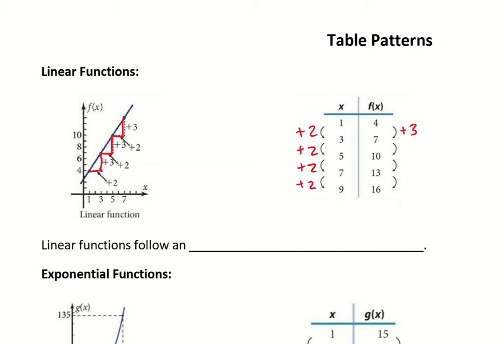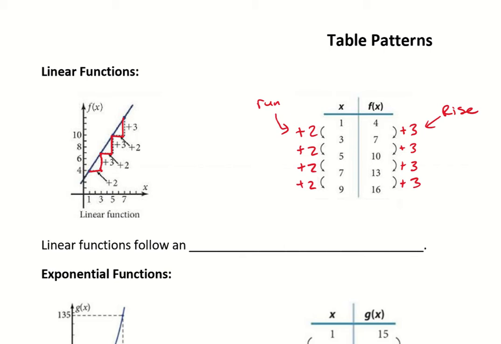1, 3, 5, 7, 9, and 4, 7, 10, 13, 16. It's just adding 3. So this is where the slope shows up, right? This is your rise right here, and this is your run. Let me fix that arrow. There we go. All right.